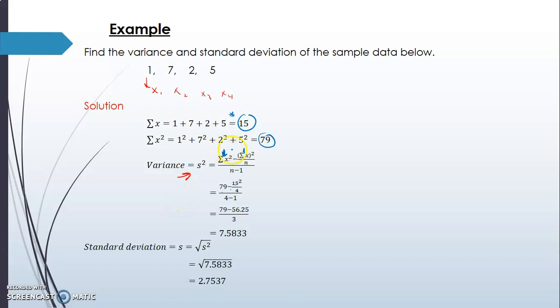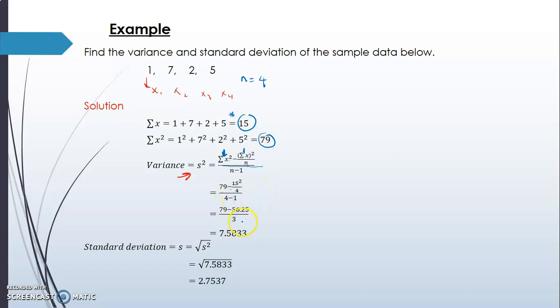So 15 square divided by n. N is the number of observation, bilangan data. So we have 4 observations, therefore n is equals to 4. So divided by 4. And then over n minus 1. So n is 4, 4 minus 1 is 3.